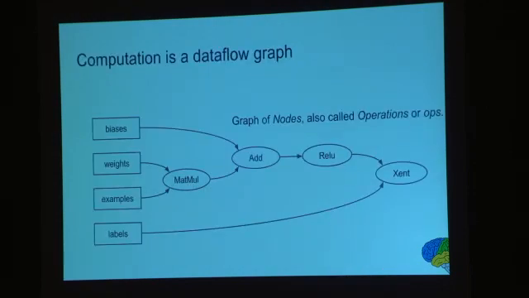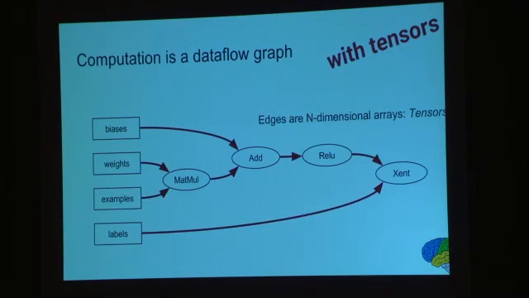So the basic computation in TensorFlow is a data flow graph where the nodes do different kinds of operations, and then the data that flows along the edges are arbitrary tensors of some primitive type and arbitrary dimensionality and shape. So for example, a two-dimensional floating point tensor is a matrix.